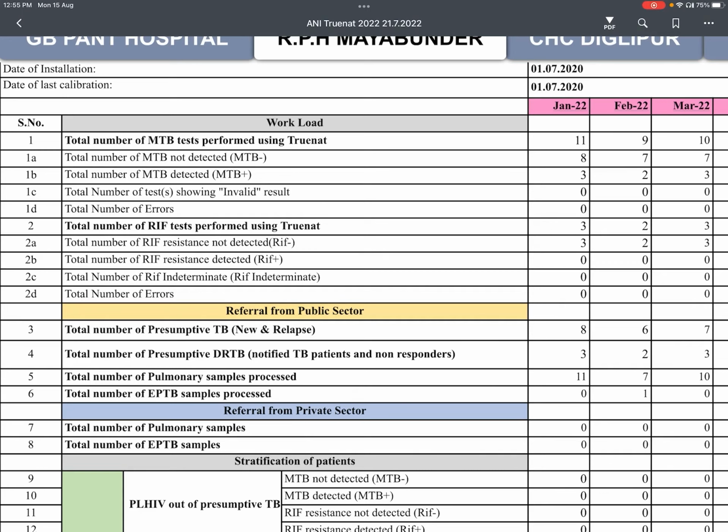So here the number of chips and the number of patient does not match. So please don't worry about that. First worry about MTB chips, then worry about RIF chips. So in serial number 1 and 2, you have to worry only about these things.